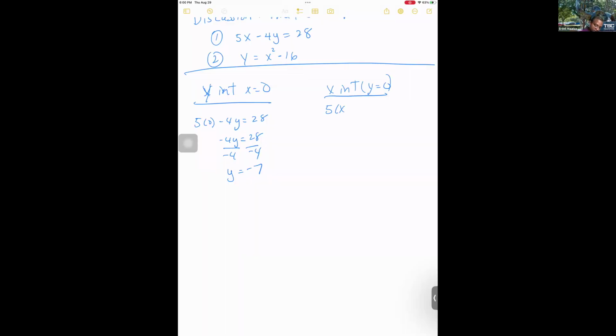Hold on, it's coming back. And so you get 5x minus 4 times 0 equals 28. So 5x equals 28. You divide that and you get 5.6. So you get 28 over 5, or if you're using a calculator, 5.6. If you want to write them as ordered pairs, it will be (0, -7) and (5.6, 0). Questions there? Anybody want to help me with question number 2?